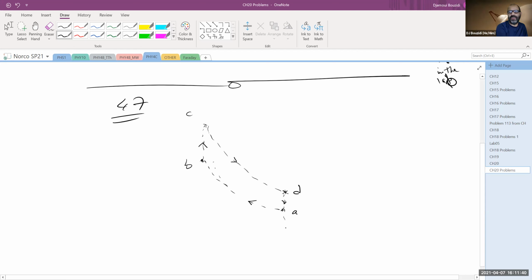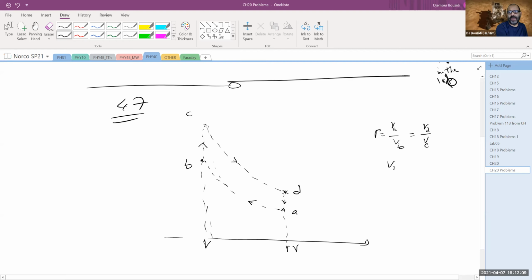So point A. This volume and this volume are related to one another. So this is RV and this is V. Where R, or sometimes rho, actually in the lab we call it rho, is the ratio of the volume in A over the volume in B, or the volume in D over the volume in C. It's the same ratio, because VB is equal to VC as a matter of fact, and VA is equal to VD.